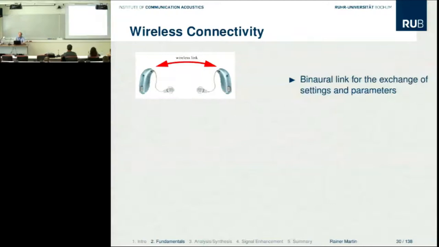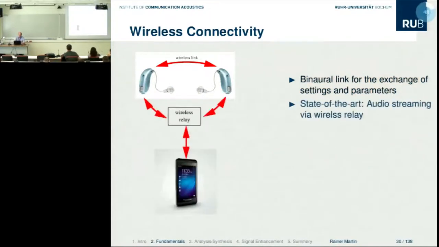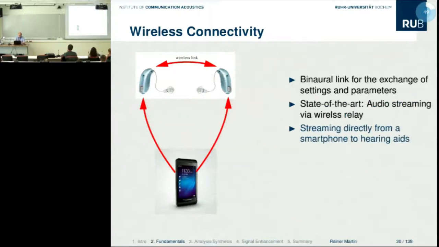So what can be done now is at least an exchange of settings and parameters. So if users, for example, change the volume on one side, it will be transmitted to the other side, so they don't need to also change the volume on the other side and things like this. Also, a state of the art is that you can stream audio data from, for example, your smartphone into the hearing aid via a wireless relay. So you have a little device that translates a Bluetooth stream into the proprietary methods that are used in the hearing aid. That allows streaming from the smartphone to the hearing aids.